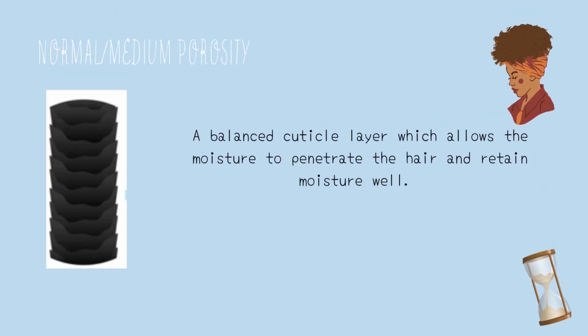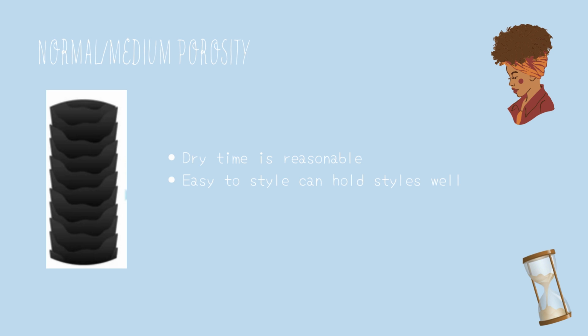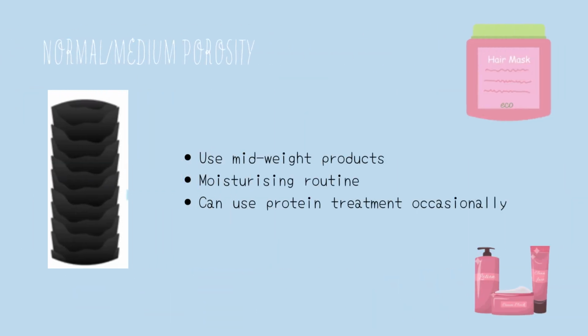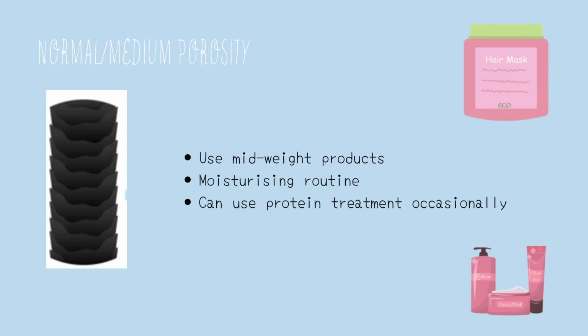For normal porosity, it has a balanced cuticle layer, so there's enough space for products to be absorbed well, and it retains moisture well. For characteristics, the drying time is quite reasonable and it's easy to hold styles well. In terms of managing your hair, it's good to have a good moisturizing routine and to use mid-weight products.